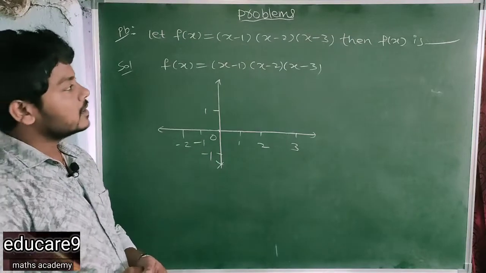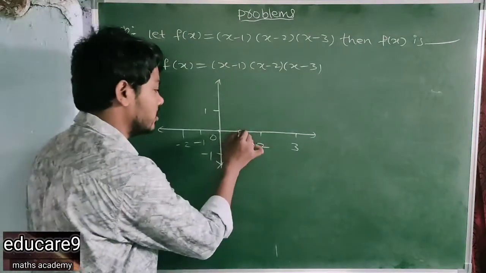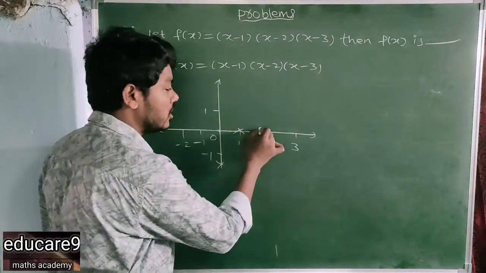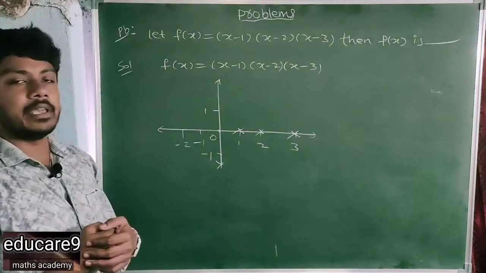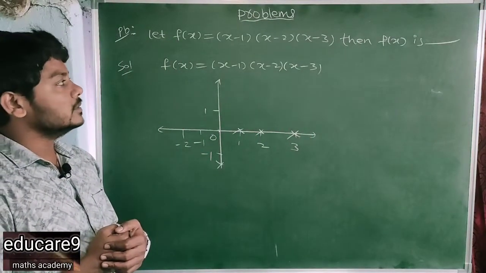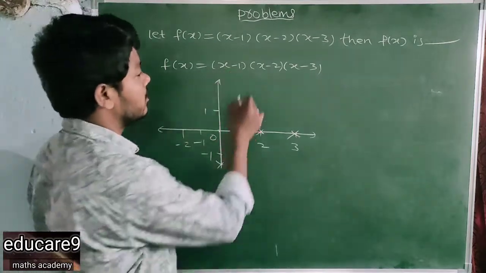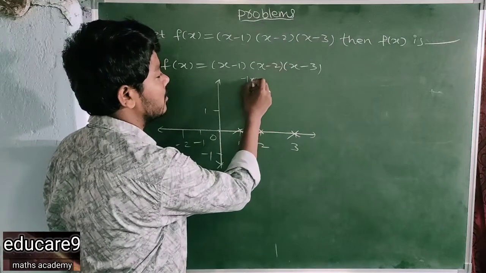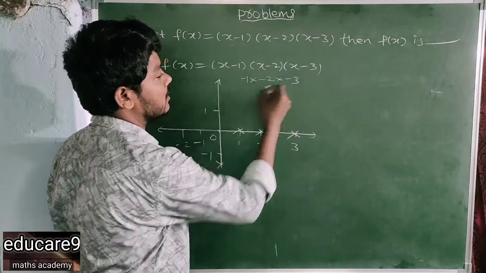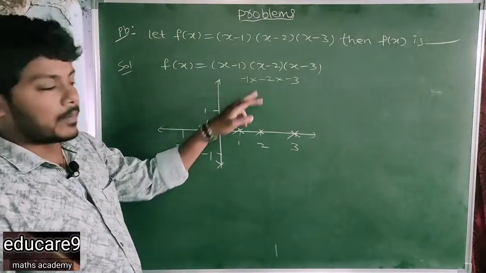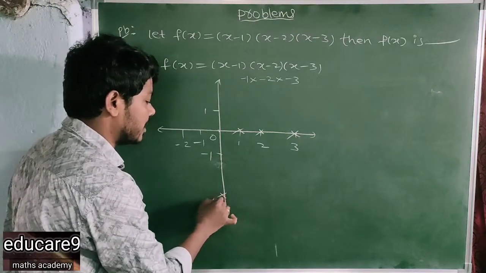Now see here, if x is equal to 1, what do you get? 0 times something, 0 only. At x equal to 2 also, it meets the x-axis. At x equal to 3 also, it meets the x-axis. Now at x equal to 0, you get (0 - 1) = -1, (0 - 2) = -2, (0 - 3) = -3, which means -6. At x equal to 0, you get -6.